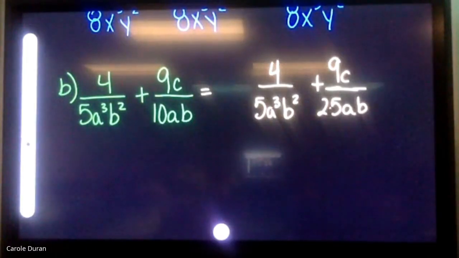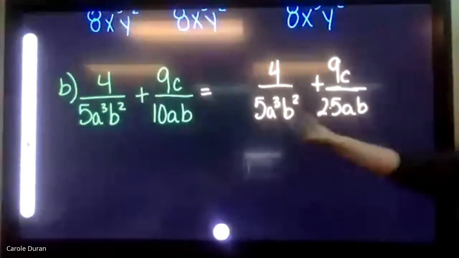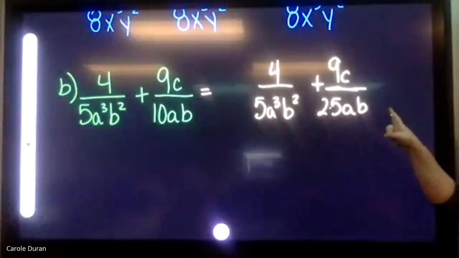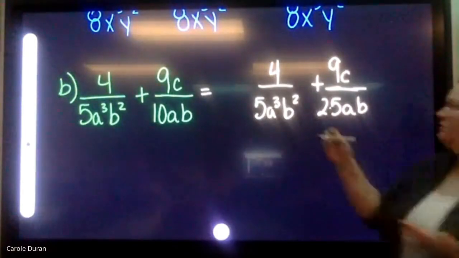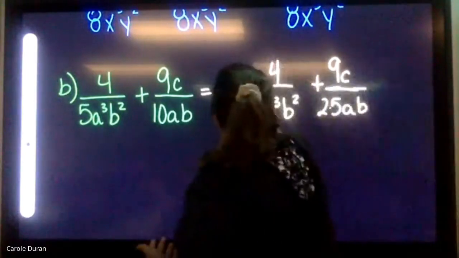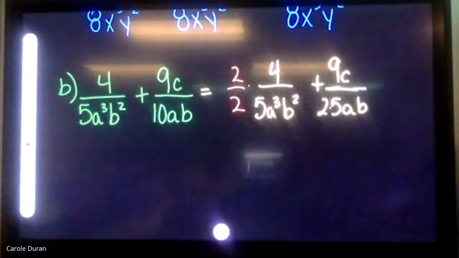What do I need to add into the first denominator in order to make it match the second denominator? Do I need anything else? I already have an A and a B, and these are bigger than these, so there's no way of making those smaller, so I can't do anything with them. So I just need the 2. What I do to the top, I also have to do to the bottom. And then we're going to look on the other side.